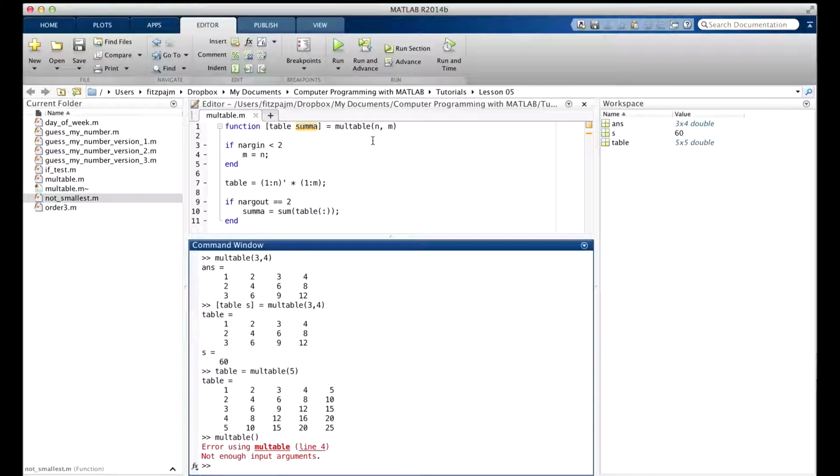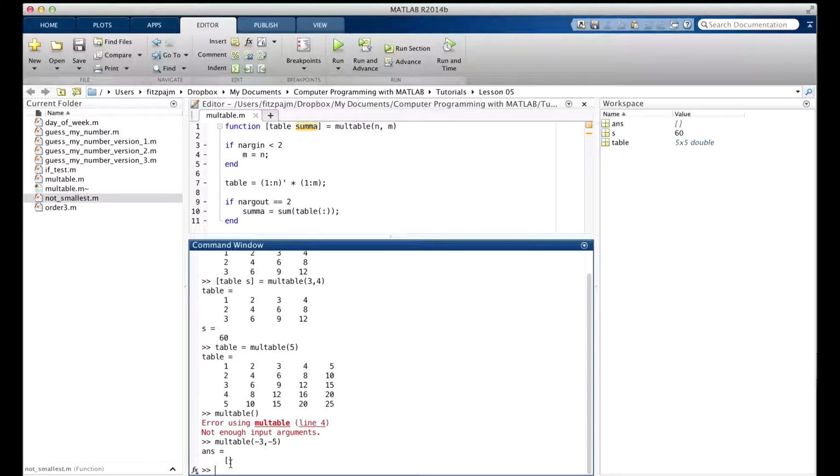Let's give it some arguments. Well, let's do this. We got the empty matrix back. Clearly we didn't plan on negative inputs, but can you see where the empty matrix came from? Well, the colon operator here, 1 to n on line 7, became 1 to minus 3 because we gave a minus 3 for n. And the 1 colon m became 1 colon minus 5.